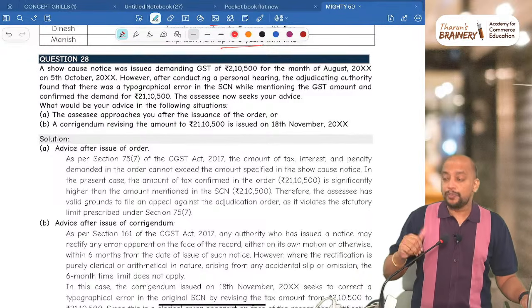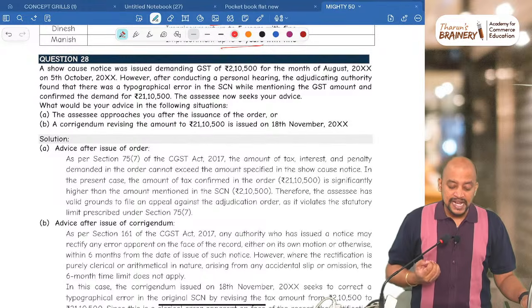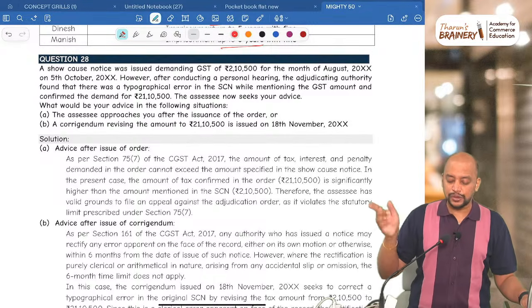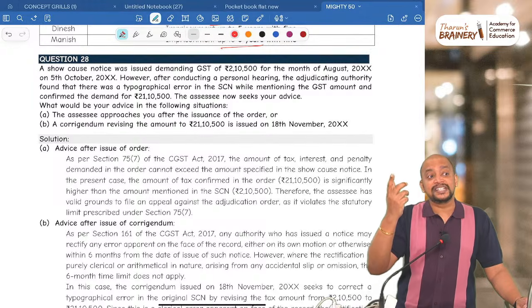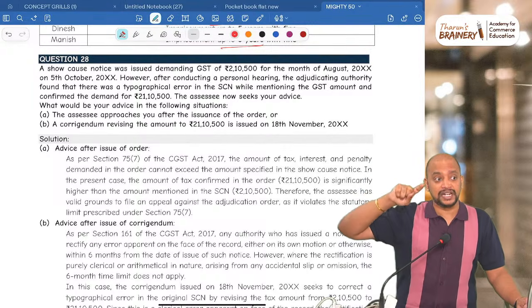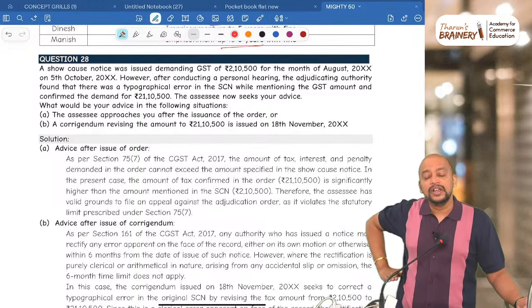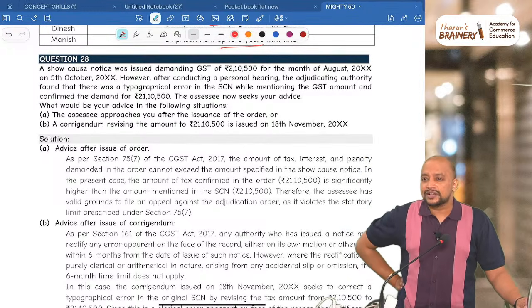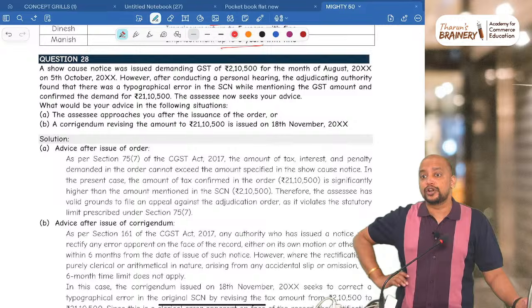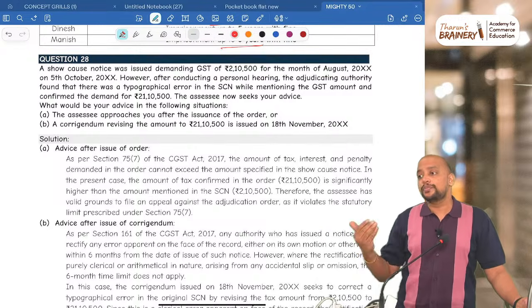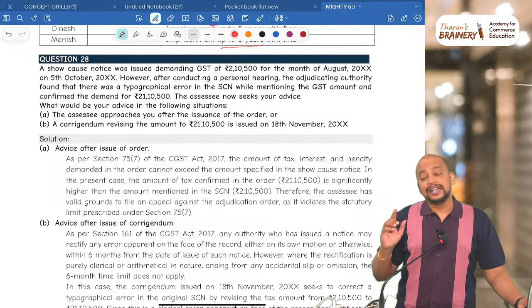Second, suppose a corrigendum revising the amount to 21,10,500 is issued on 18 November. Then what is your answer? Now we need to invoke section 161, rectification of mistake apparent on the face of the record. Whenever a notice, order, communication or direction is given by the department, and there is a mistake apparent on the face of the record, that mistake can be rectified suo motu, or on information brought to notice by any officer or by the taxpayer.